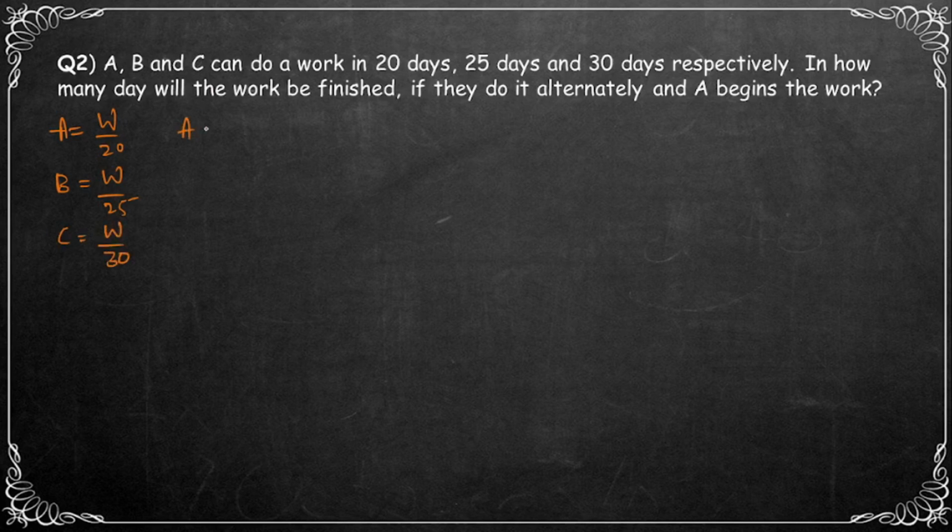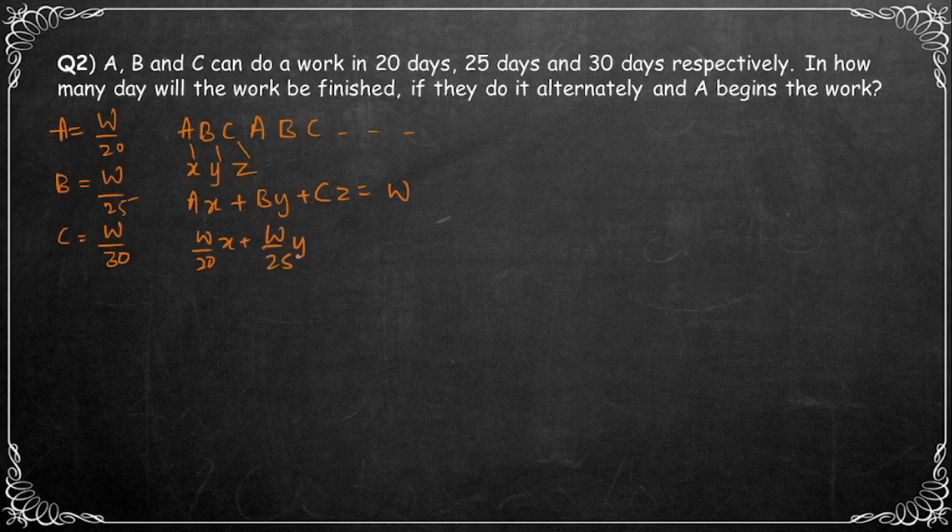Now they are working alternately, A, B, C, and then again A, B, C, it goes like that. Let's say A has worked for X number of days, B has worked for Y number of days, C has worked for Z number of days. We can write the equation for work as A into X, productivity into time, plus B into Y plus C into Z is equal to the total work W. If we substitute values of A, B and C in this equation, W by 20 X plus W by 25 Y plus W by 30 Z is equal to W. W is common on both sides. We need to take the LCM of 20, 25 and 30.